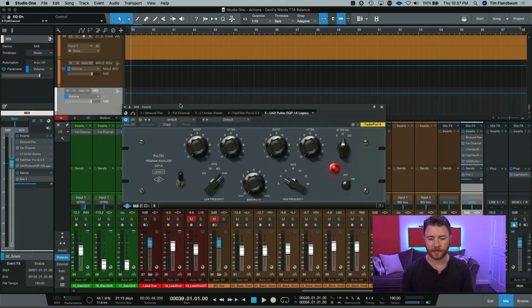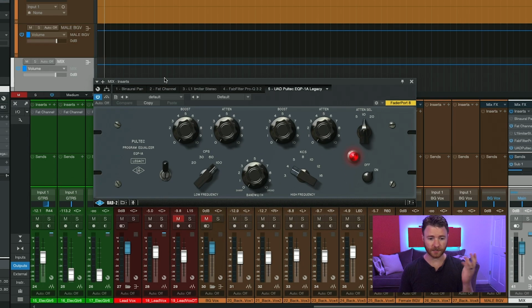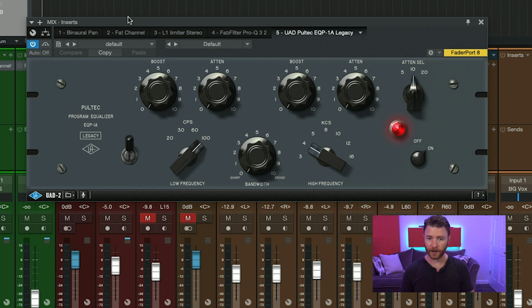So here we are inside the session, and immediately you can see probably one of the most famous passive equalizers. This is the Pultec EQP1A. This has been used on countless records, and for good reason. It sounds really good. A passive equalizer only uses resistors, capacitors, and inductors to affect the frequency spectrum. And that's exactly what it's doing, a passive EQ affects the entire frequency spectrum.